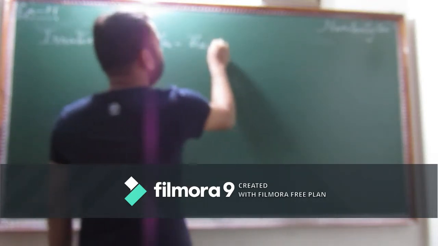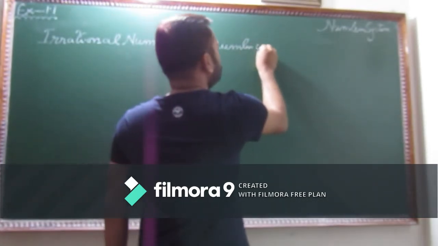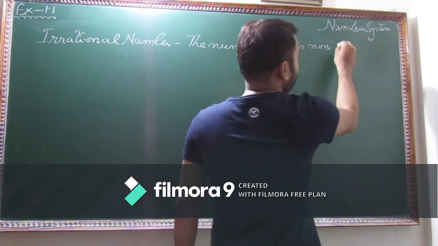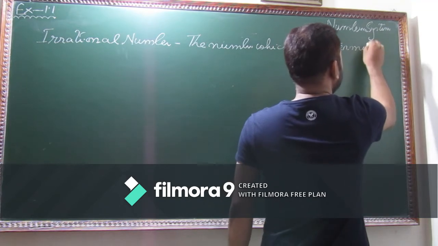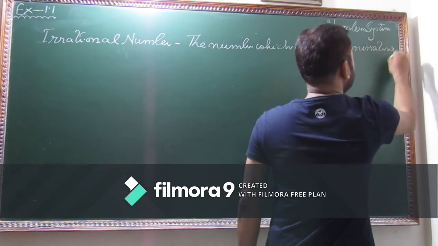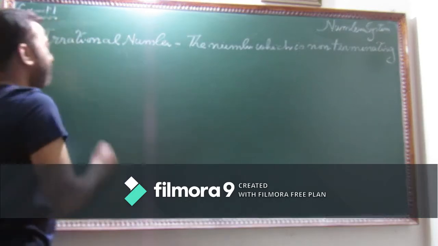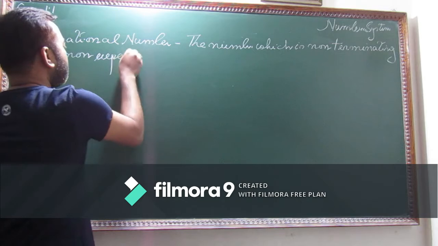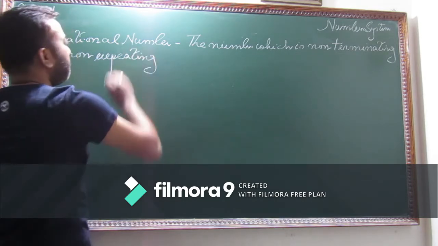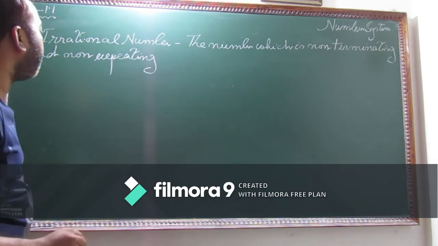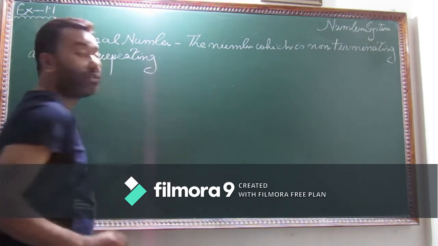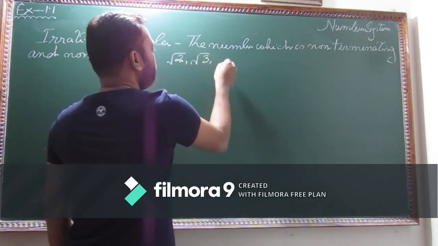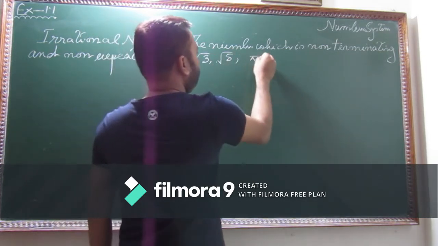The number which is non-terminating and non-repeating. That means what? The examples are root 2, root 3, root 5, pi, etc.